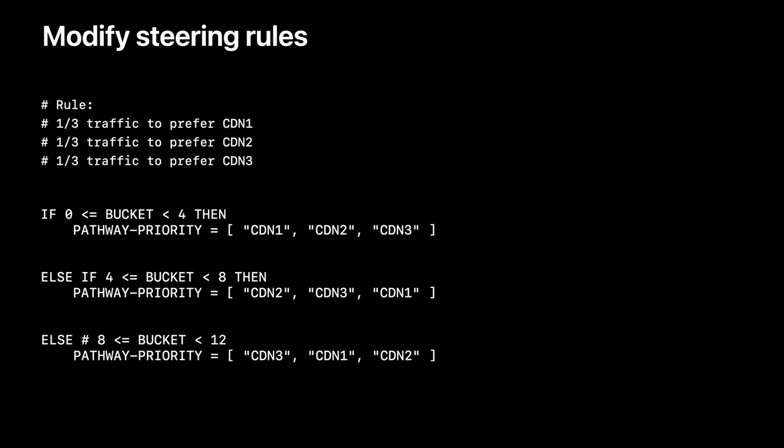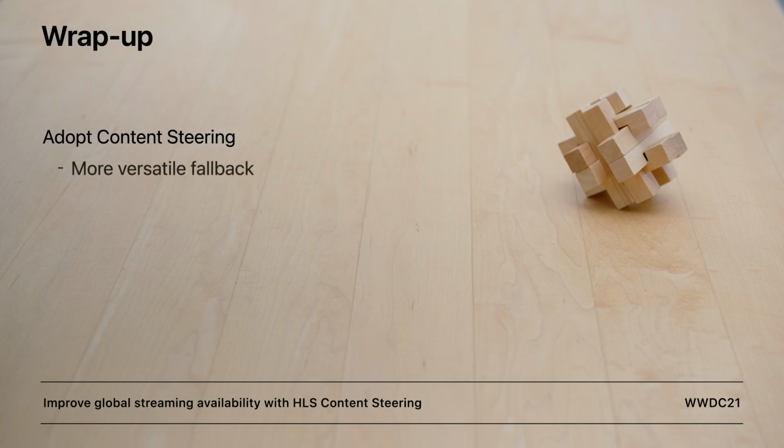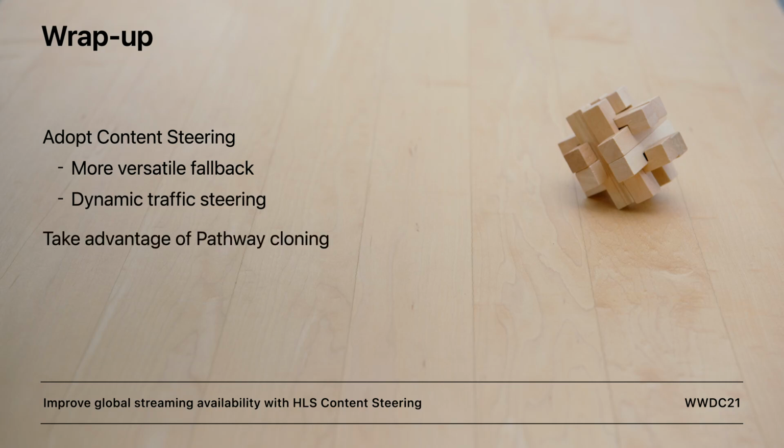With everything we covered, you are now fully equipped to build your steering server with your own dynamic steering rules. Doing so can further improve the reliability of your streaming service. That's it for our updates in content steering this year. If you haven't yet, try adopting content steering as your HLS CDN fallback mechanism, as it's more versatile and provides dynamic traffic steering. Please also take advantage of the new pathway cloning feature to improve your service reliability.